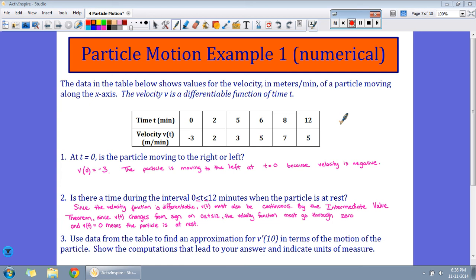All right, for question 3, use this data from the table to find an approximation for v prime of 10 in terms of the motion of the particle. Make sure you show your computations to indicate units of measure. Well, we weren't given a value of the velocity at 10, but we were given values that were fairly close by.